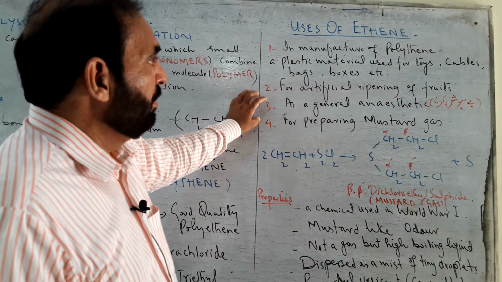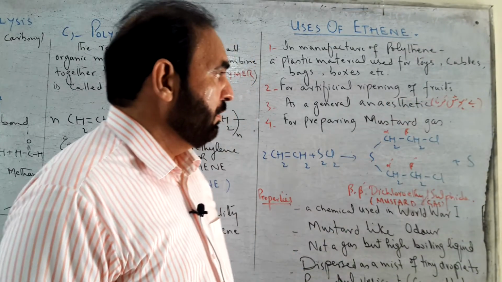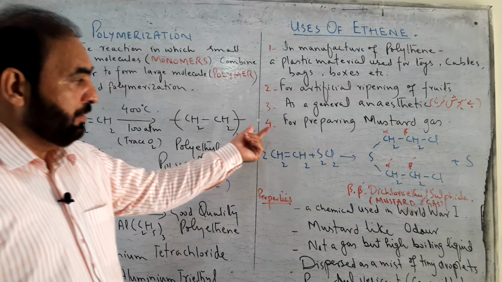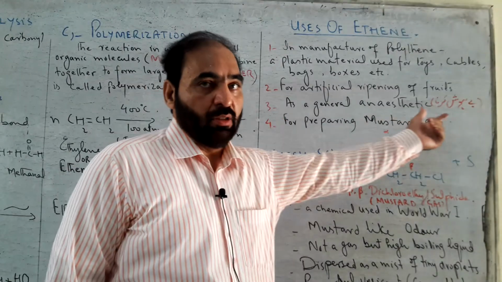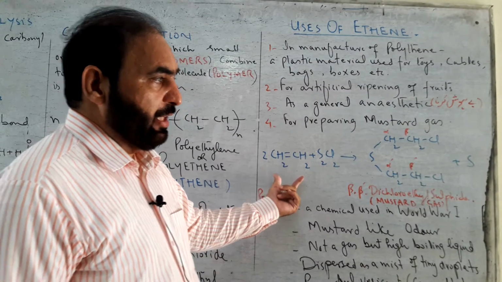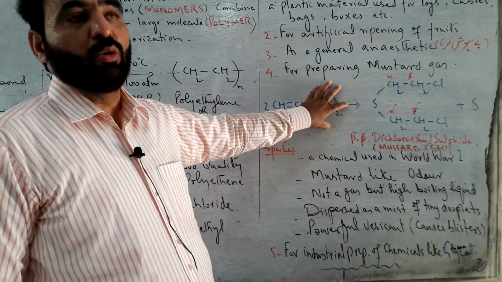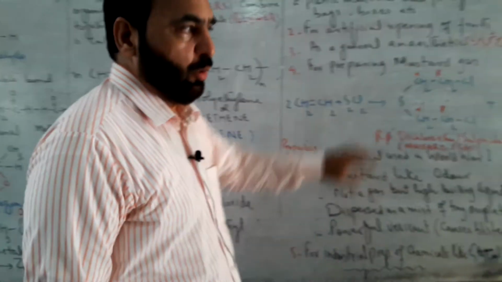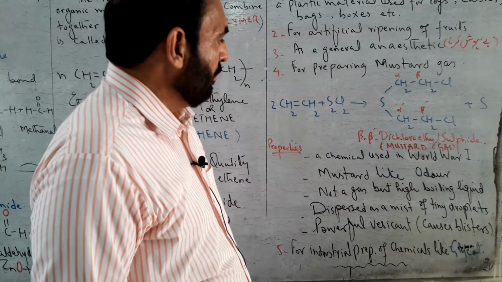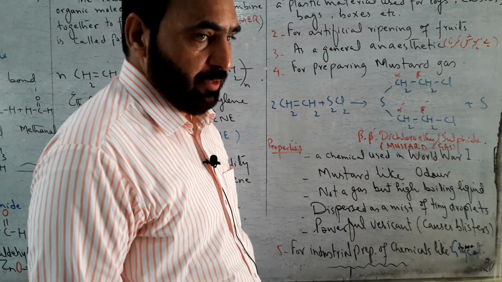And number 3, ethene can also be used as a general anesthetic, to make unconscious. Ethene is also used for the preparation of mustard gas. Mustard gas is produced when ethene, 2 mole of ethene, is made to react with S2Cl2, which is sulfur monochloride. One sulfur atom has 2 chloroethyl groups attached with it.